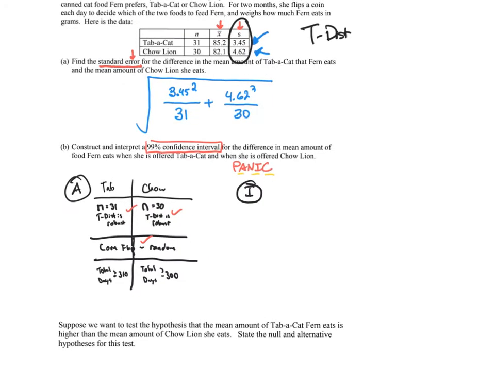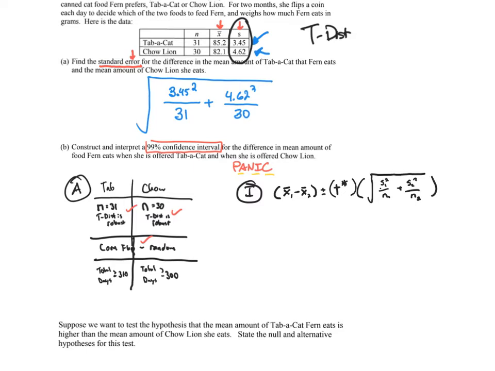Interval calculation. If you need to write it down, let's write it down generically. X bar 1 minus X bar 2, plus or minus a T critical value. Remember, we're going to have to find that in a second. And then we're going to use that big old standard error calculation: the first variance divided by N1, plus the second variance divided by N2. Perfect.